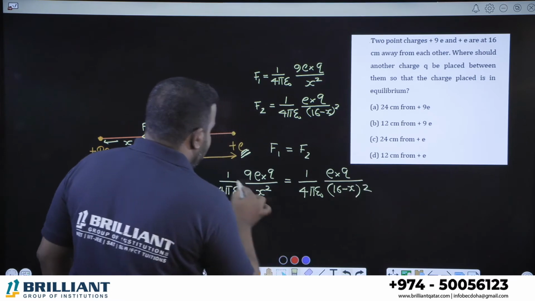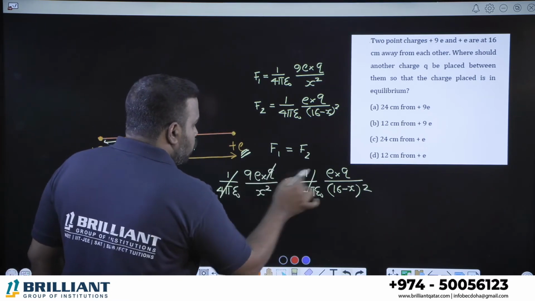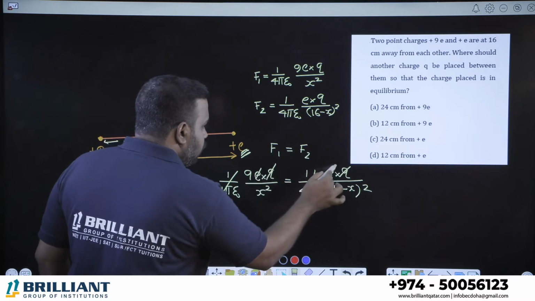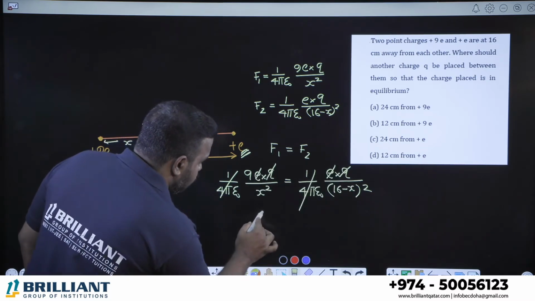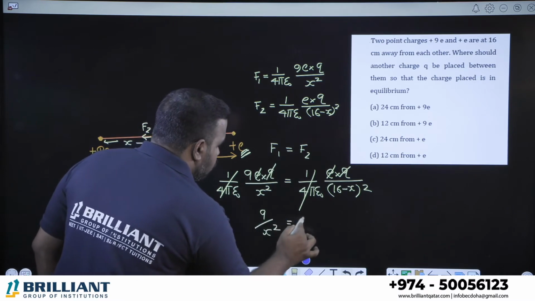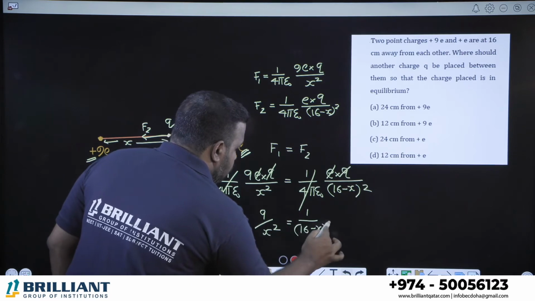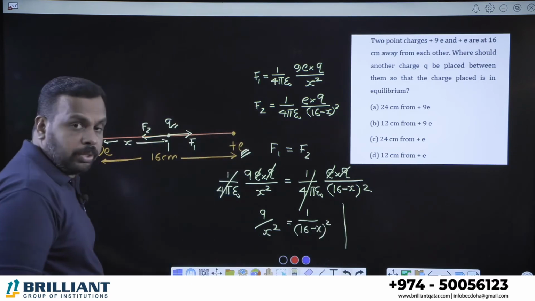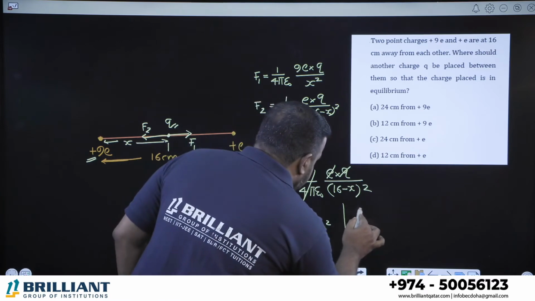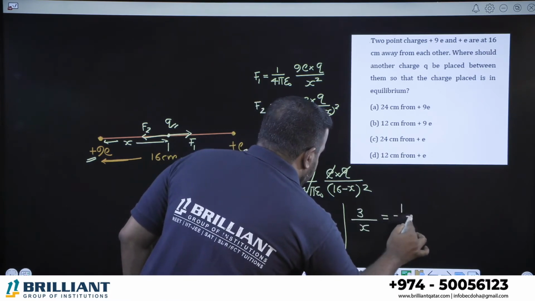There are many things to be cancelled. 1 by 4 pi epsilon naught will be cancelled on both sides. Q will be cancelled. E will be cancelled. So the resultant equation will be 9 by x square is equal to 1 by 16 minus x the whole square. And you can see that all are perfect squares, so you can directly take their square root. Square root of 9 is 3, square root of x square is x, is equal to 1 by 16 minus x.